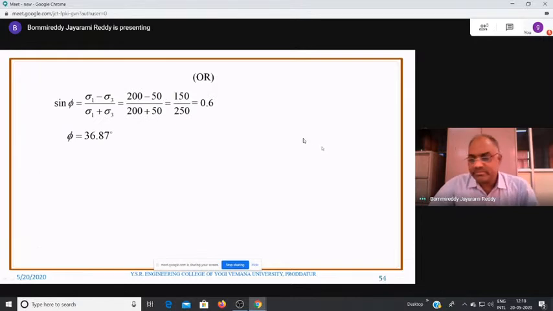Or otherwise, already you know the formula derived in some place: sin phi is equal to (sigma 1 minus sigma 3) by (sigma 1 plus sigma 3). Already you have seen this equation in theory, and substitute all the values and get the phi value. So either way you can do. Only thing is understanding the concept of the problem is more important for getting the solution.